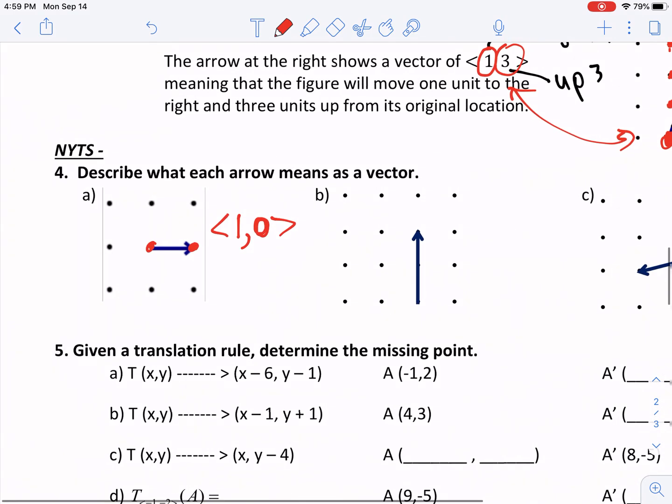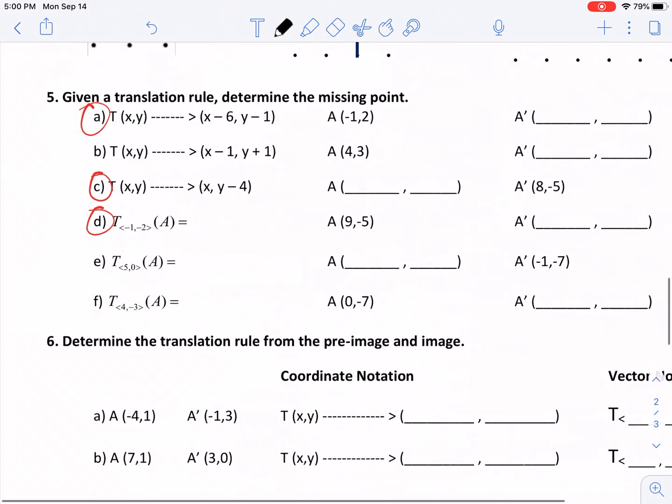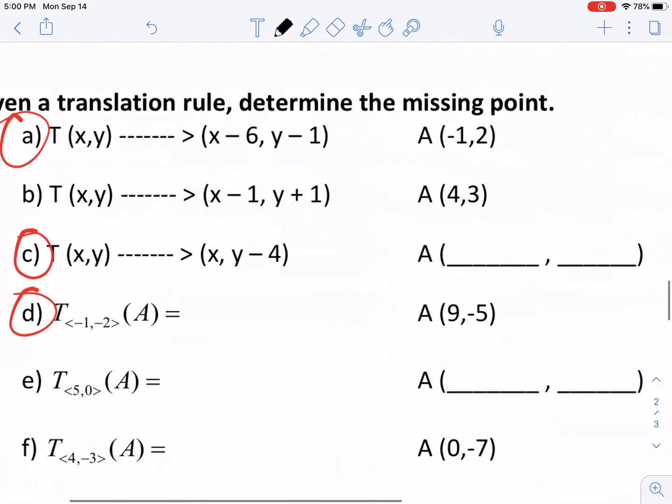Okay, now let's also look at some other examples here, like example A, C, and D. Looking at these examples, they say given a translation rule, determine the missing point. So we're either going to be given the pre-image and want to find the image, or we're going to be given the image and want to find the pre-image. Well, let's start with this example here.